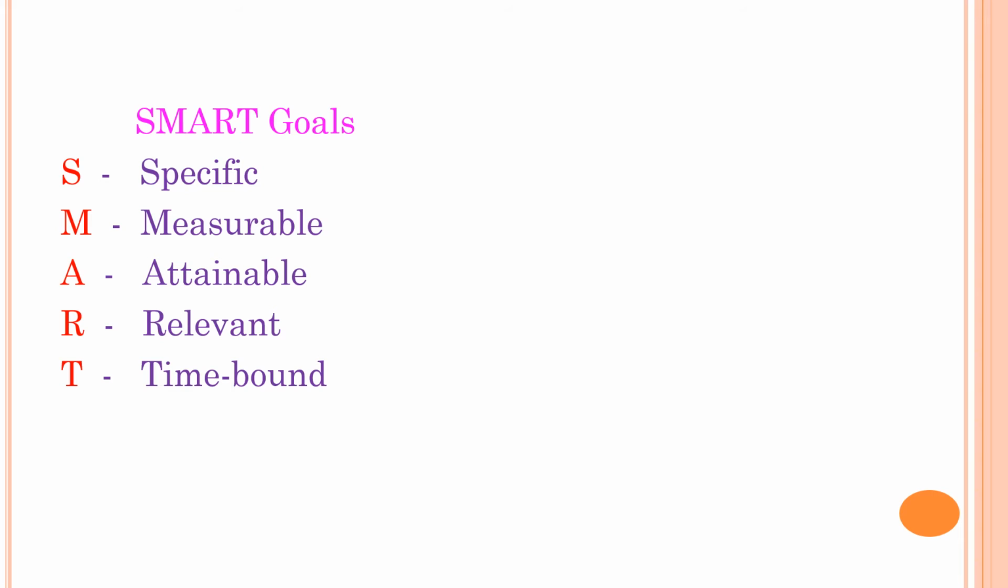SMART goals. SMART. The goal should be specific enough that we know exactly what we are striving for. Measurable, so we can tell exactly when the goal has been reached. Action oriented.